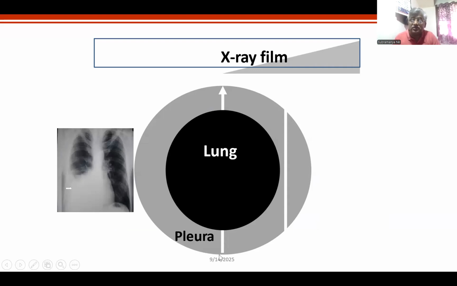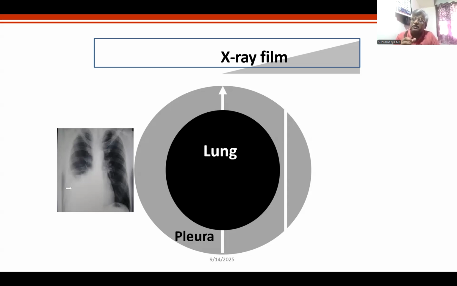Now, look at what happens to an X-ray in an effusion. Now, these white things are the X-rays. X-ray passes through pleura and then lung and then comes out, and this is the X-ray film. You understand? What you see on the top is an X-ray film. Whatever you see in an X-ray is an algebraic sum of whatever resistances the X-ray meets before it is registered onto the film. You understand?